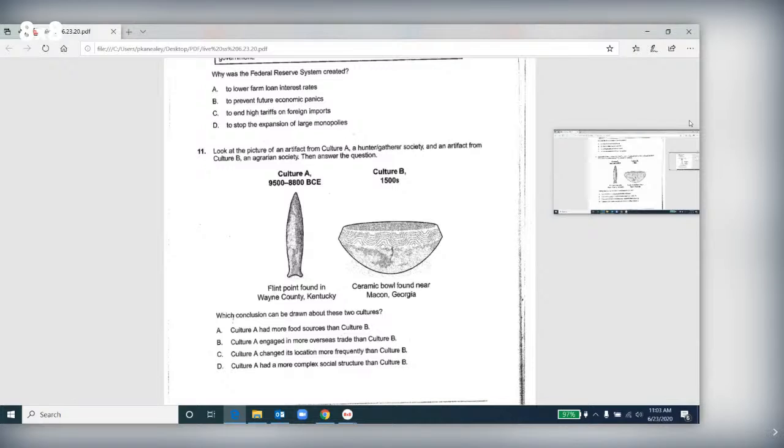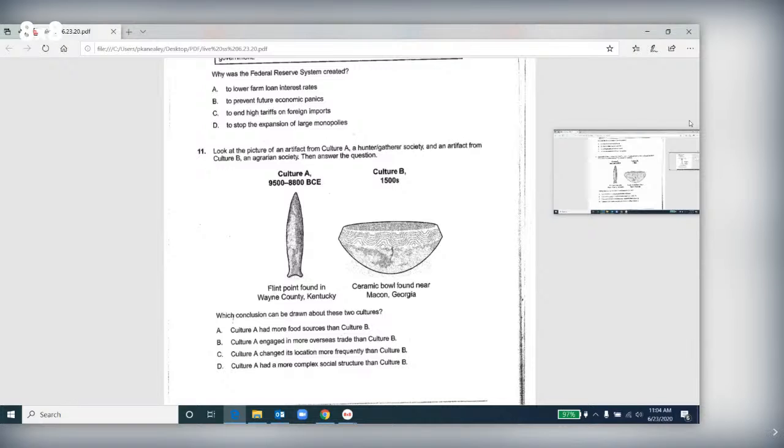C, culture A changed its location more frequently than culture B. Now let's think about that. Pretty much you can grow crops in the same place. So if you're growing corn, wheat, whatever, you probably don't have to move very often. You can just keep planting it every spring. But when you're hunting, do animals stay stationary? Probably not. Animals are always on the move. So your culture probably is moving too to go where the food source is, because remember, you are a hunter, so you're hunting food. Culture B, it's agriculture, you're growing crops. So C sounds like a pretty good answer.